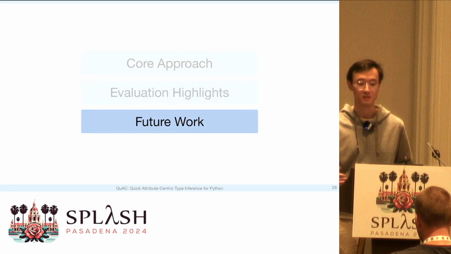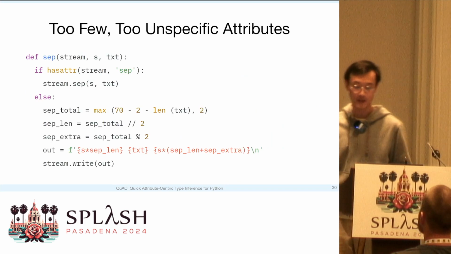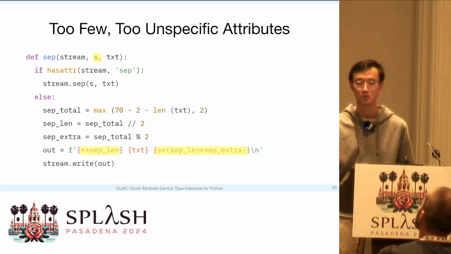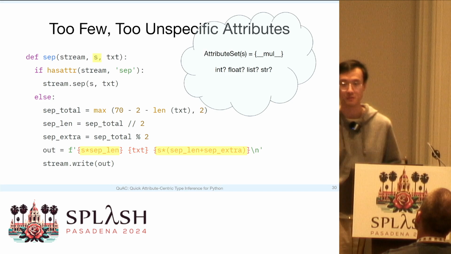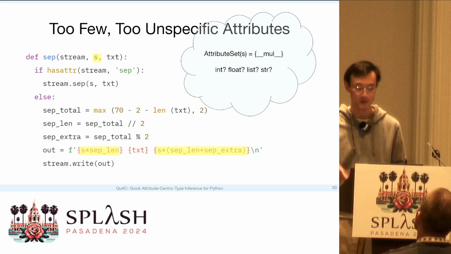Finally, I will discuss a remaining challenge. QuaC fails when there are too few, too unspecific attributes. For example, in this function, the parameter s is only involved in 2 multiplication operations. Its attribute set only includes one attribute, __mul__, implementing multiplication, and occurs in both numeric and sequence types.